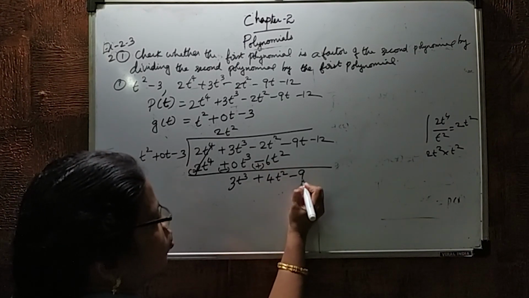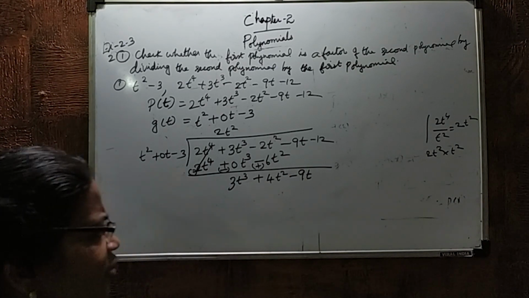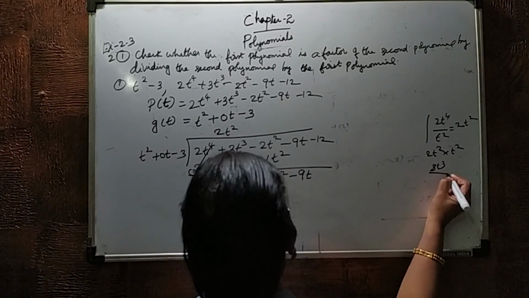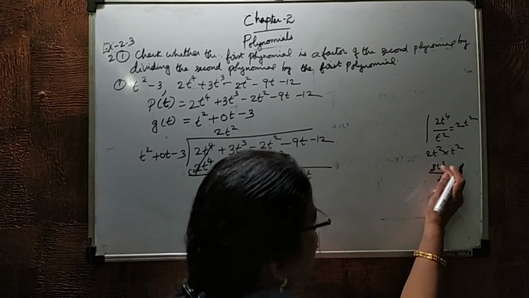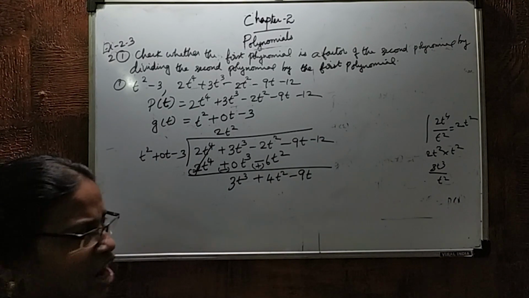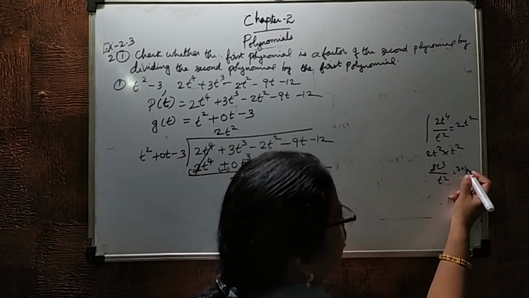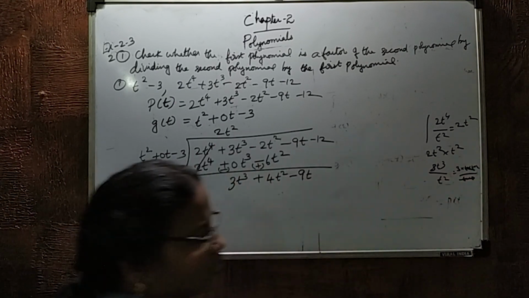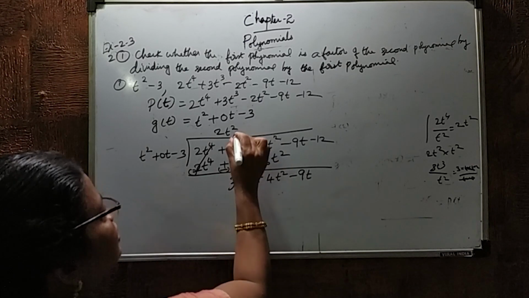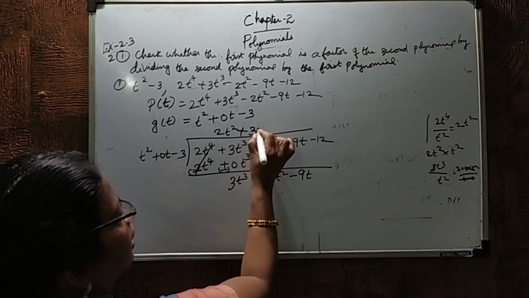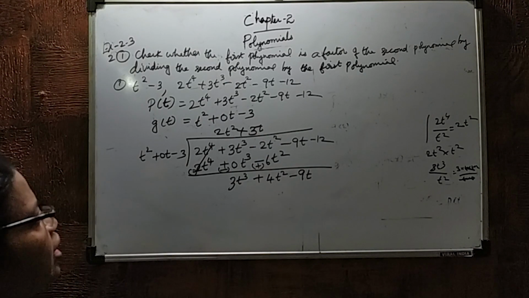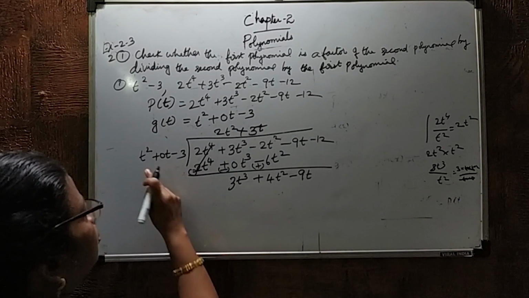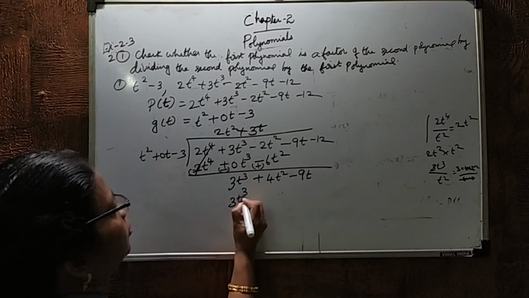Then next one term. Then what is the next step? Same procedure. 3t cube by t square. So t cube and t square it is. If you have confusion, again we can take 3 into t into t into t divided by t into t. 2 t's are cancelled. So only 1 t is there. So it will be plus 3t. Then multiply now. So 3t into t square it is 3t cube.